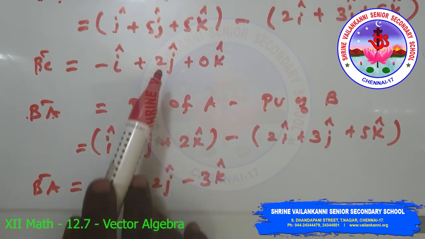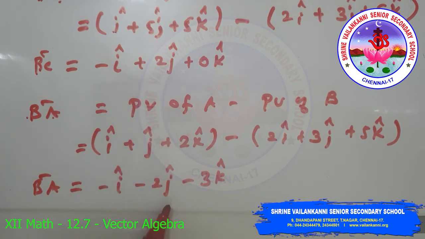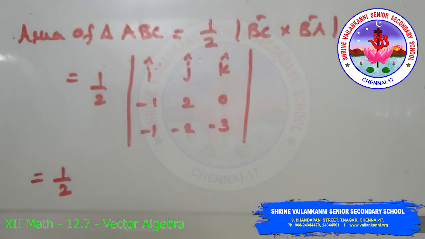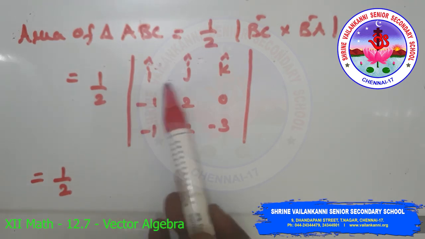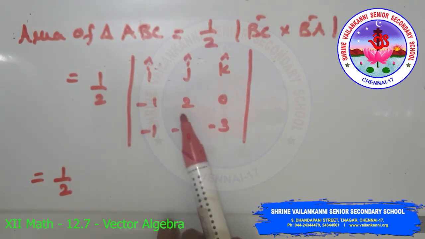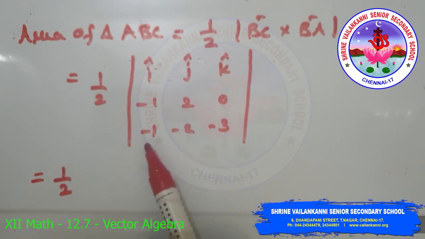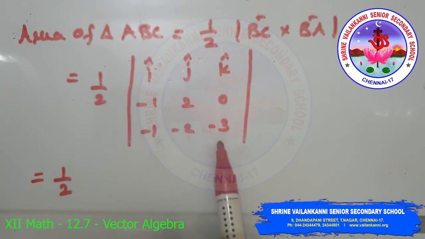We need to find the cross product of these two using the determinant. So writing this in determinant form: i, j, k; BC is minus i, 2j, 0k; and BA is minus i, minus 2j, and minus 3k.